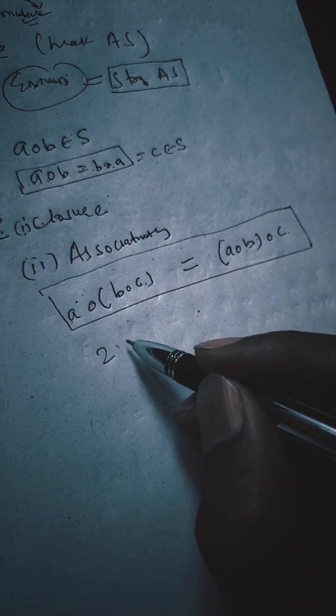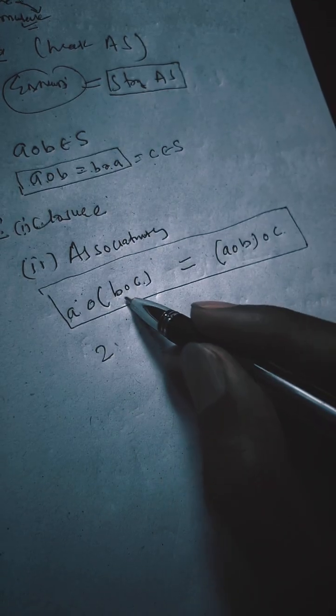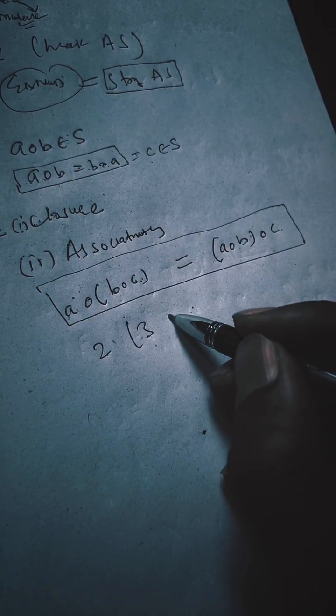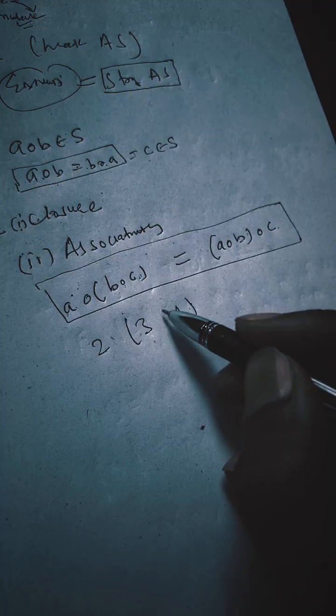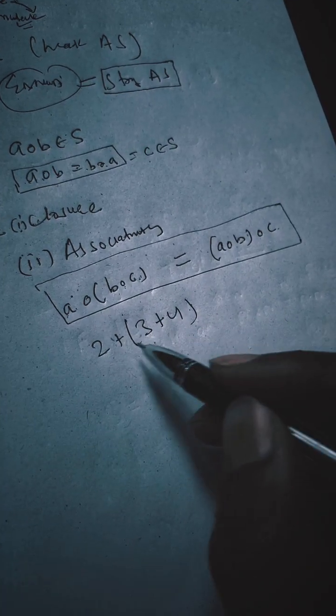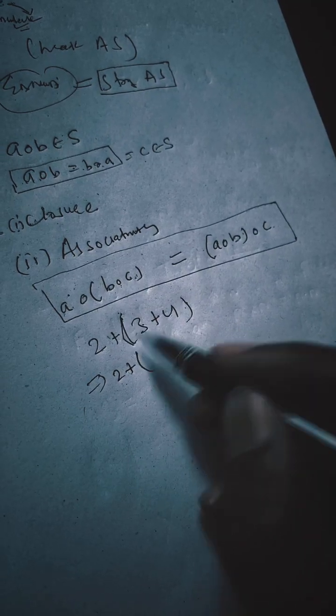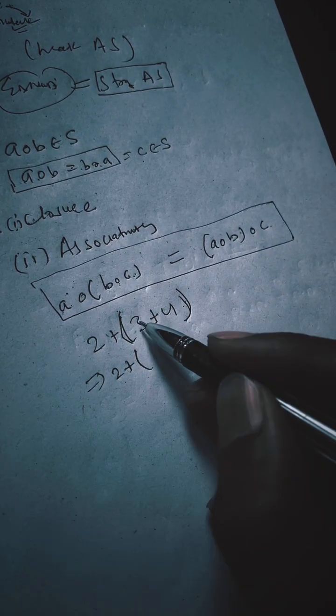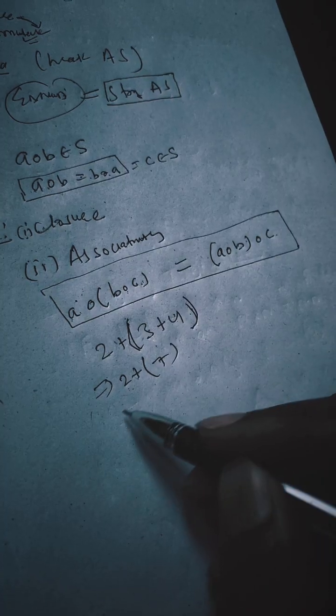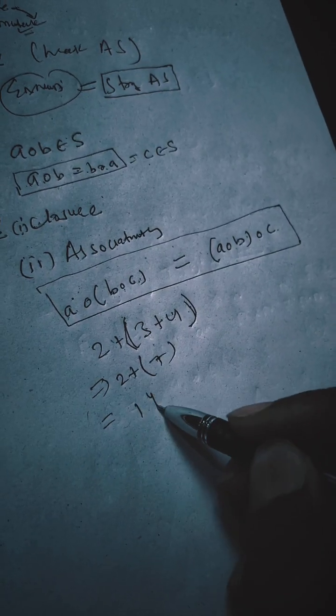An example could be, let's say A is 2, B is 3, C is 4. Now let's say our operation is plus. So what is the answer of this? Well, 2 plus, first we have to calculate whatever is in the bracket. So 3 plus 4 is 7. 2 plus 7 is 14.